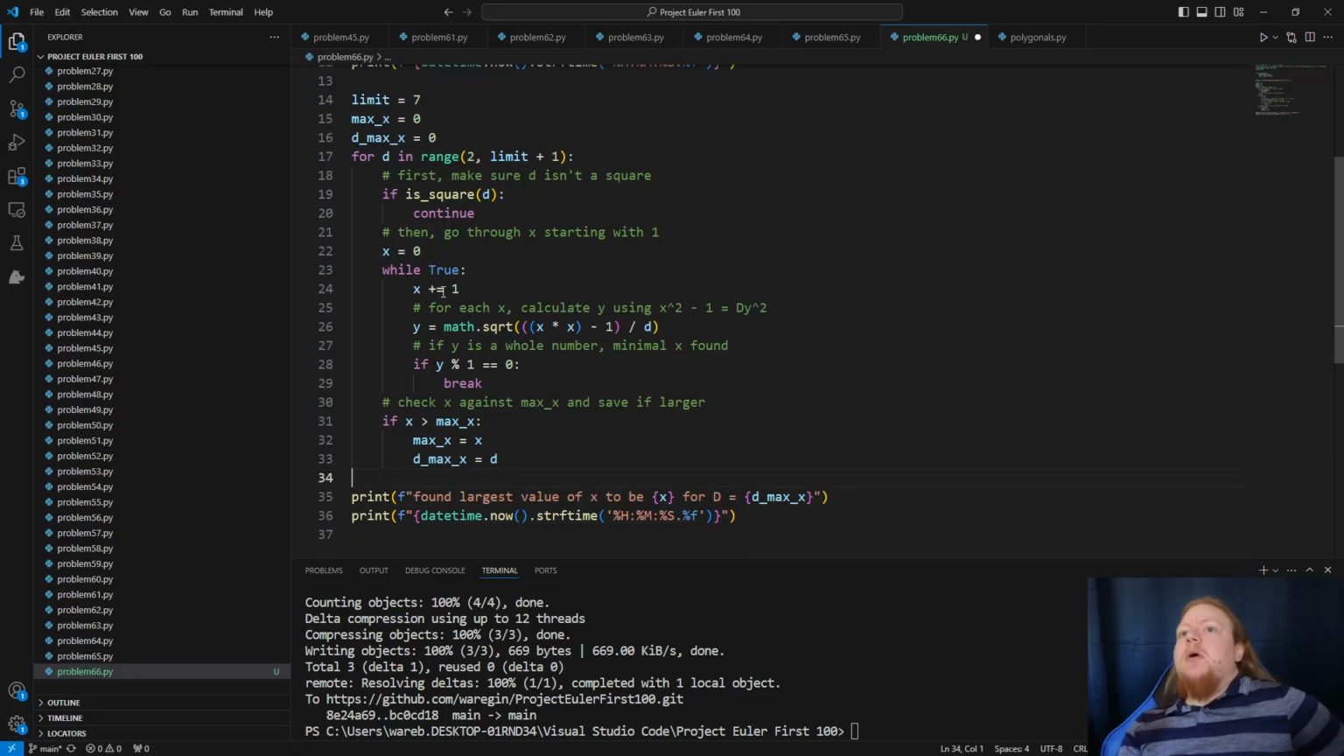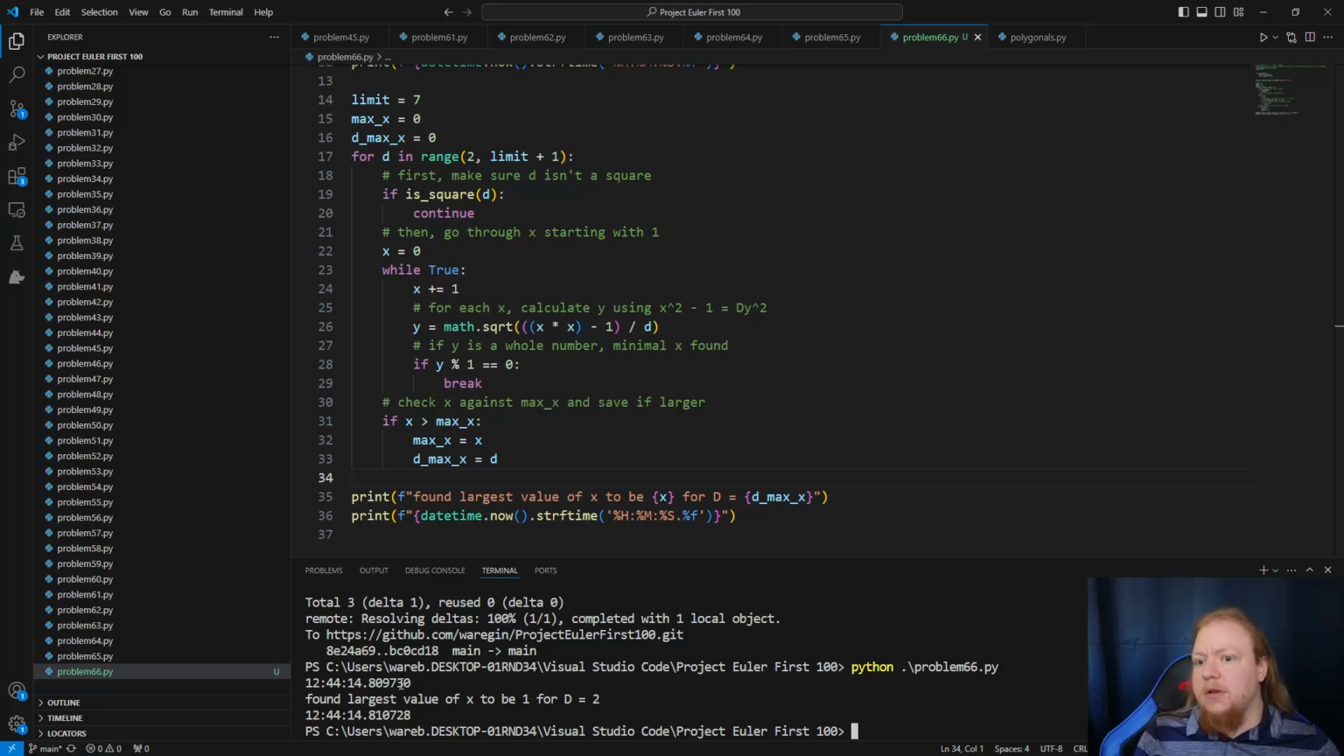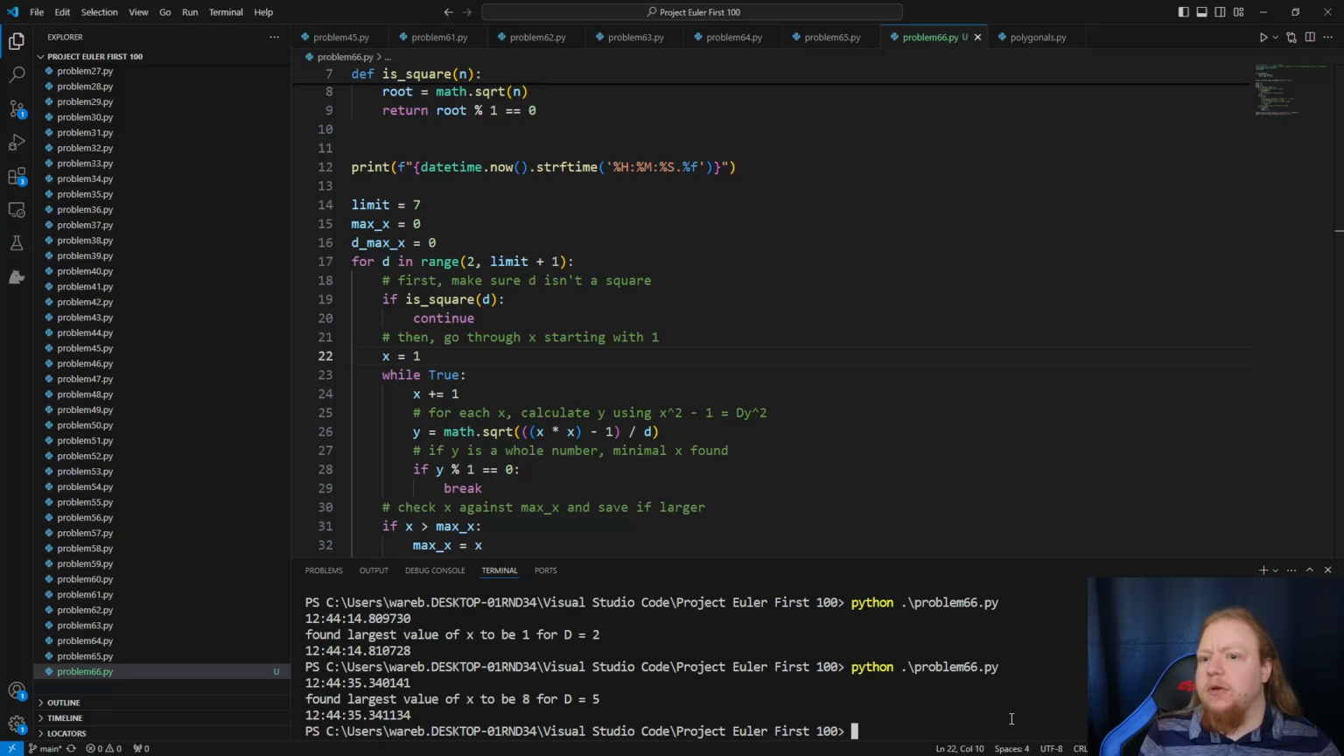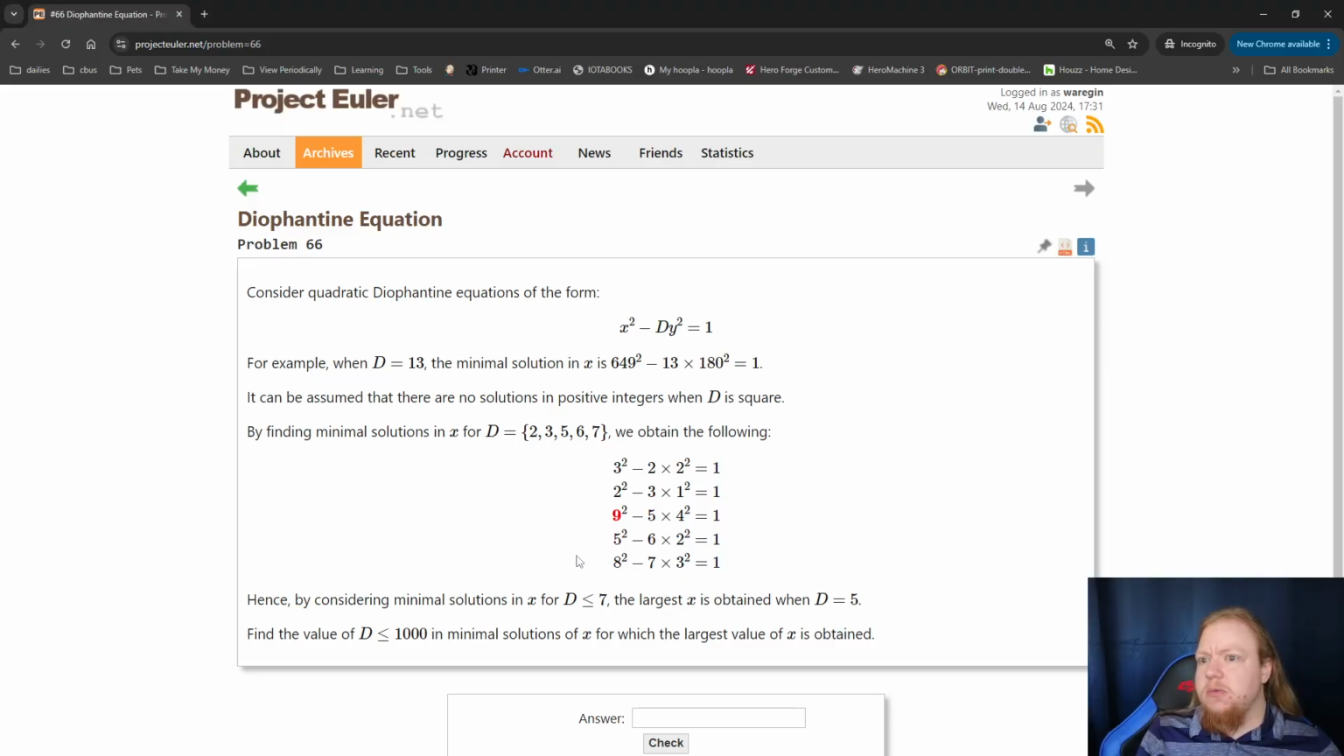Okay, so again, we'll try it with the number 7 first, just to see. Found largest value of x to be 1 for d equals 2. Okay, let's try starting with x equals 1 and see if we find a different answer. Still wrong.